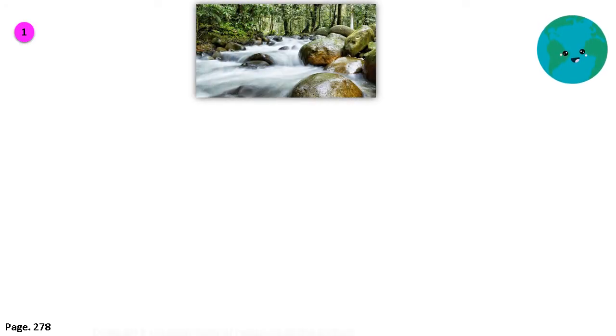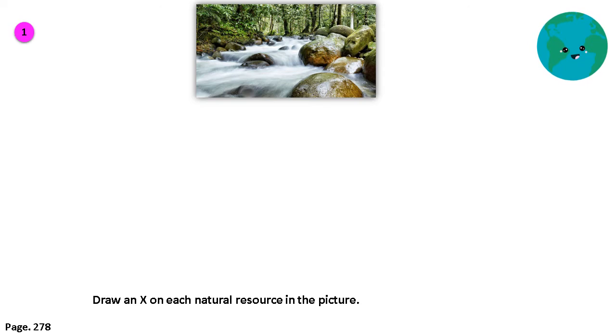Moving on to page 278 in our science book. And for question number 1, we have to draw an X on each natural resource in the picture in front of us. Very good! Let's draw an X on the water and another X on the rocks.